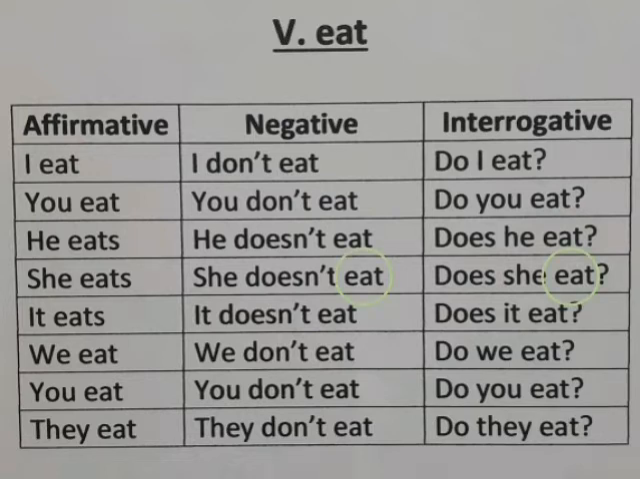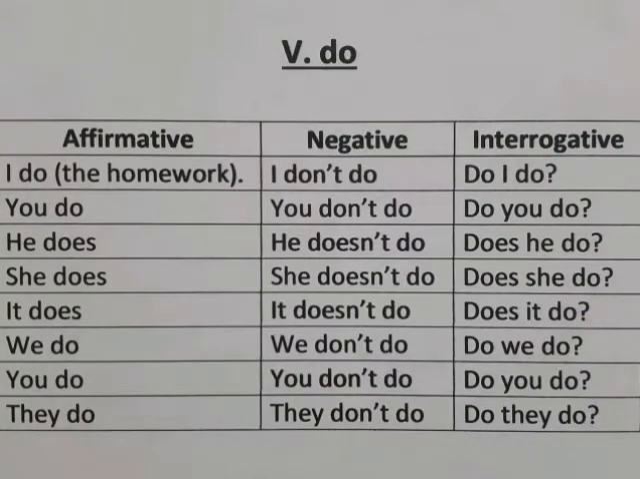It doesn't change. Verb do. As you see, do ends with o. So in the affirmative form, with he, she, it, we add es to the verb do. Affirmative. I do, we can say the homework. You do. He does. She does. It does. We do. You do. They do.